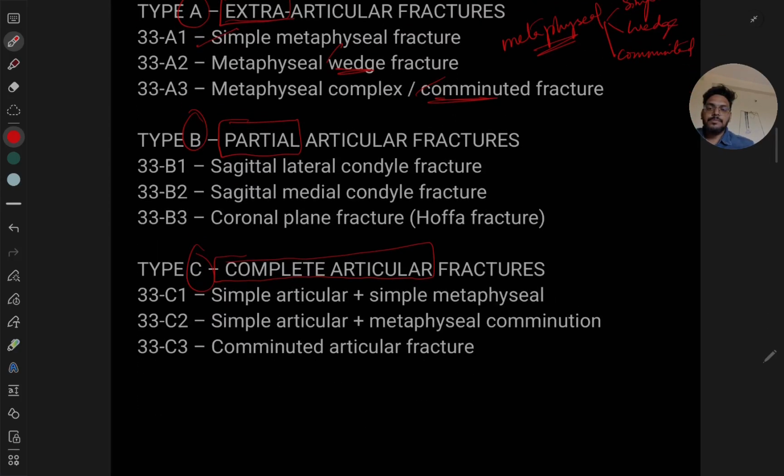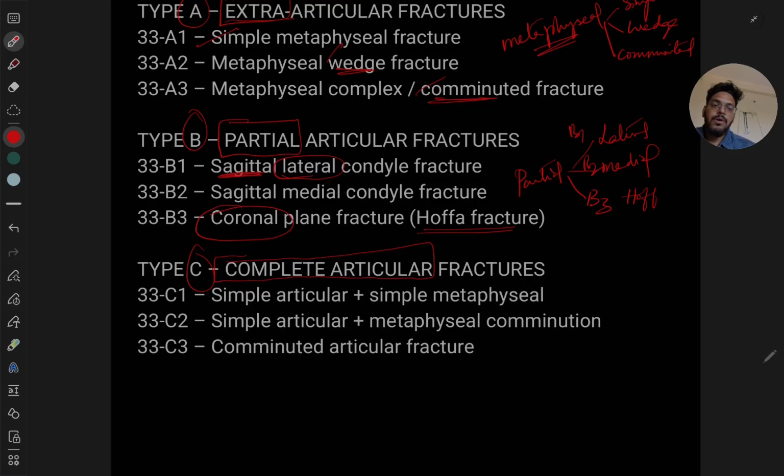Next, partial articular. In the partial articular fractures, in the sagittal section, if only the lateral condyle is involved, it is B1. If the medial condyle is involved, B2. And if the fracture is in the coronal plane, it is called a Hoffa fracture, B3. B3 is Hoffa fracture. We'll discuss a little more about the Hoffa fracture in the coming video.